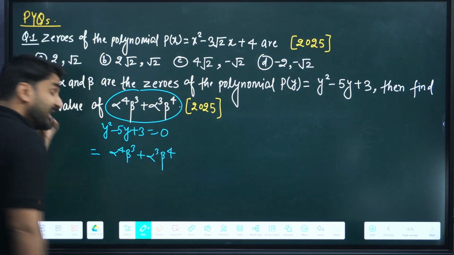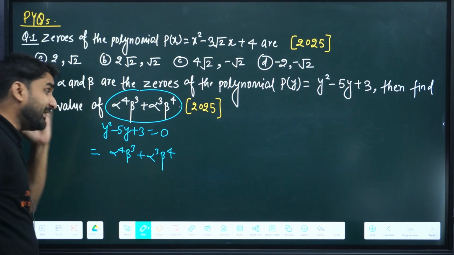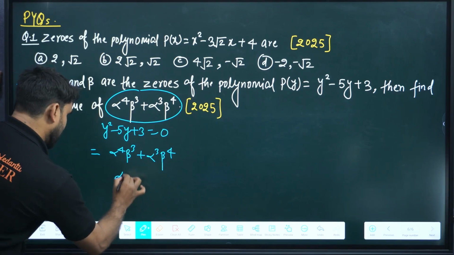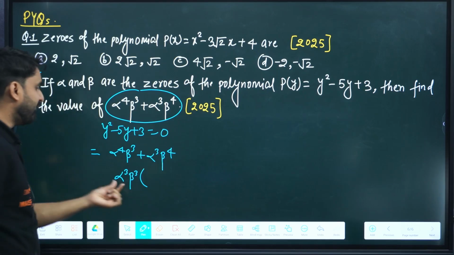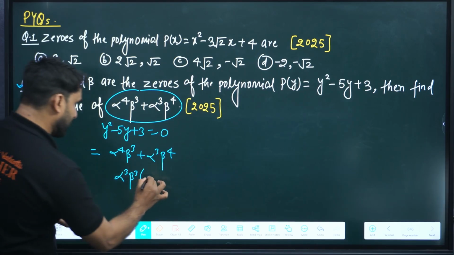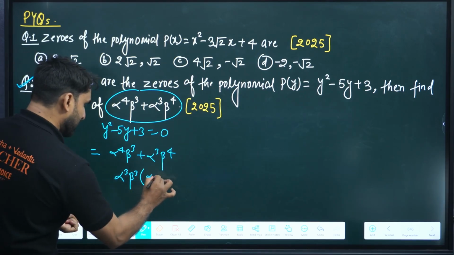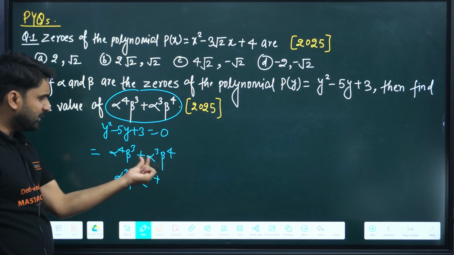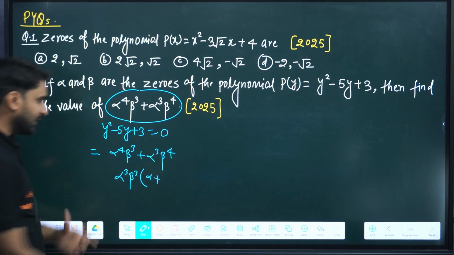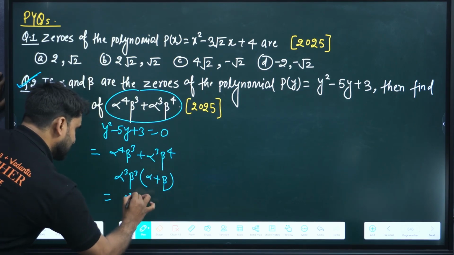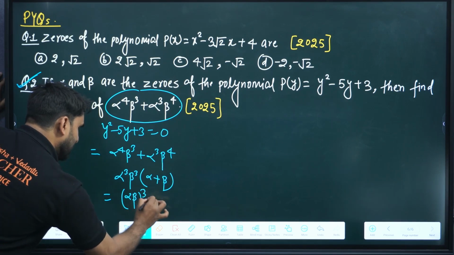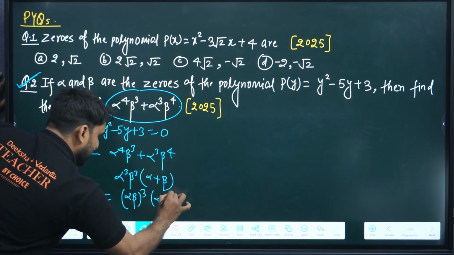Do one thing, take common from both. What can we take common? The common will be alpha cube and beta cube, right? So if I take alpha cube beta cube, here is power 4 of alpha, so 1 alpha will be there, right? Plus, we have taken alpha cube common, beta to power 4, so beta cube, so 1 beta will be there. So we can write here alpha cube beta cube as alpha beta cube, and this will be alpha plus beta. I hope you are getting it.